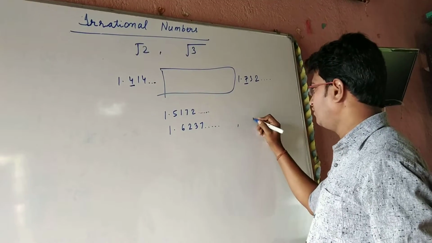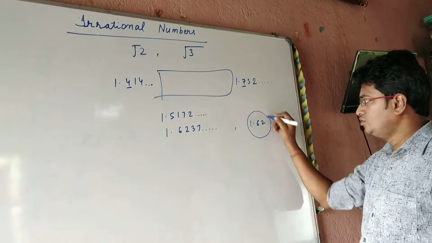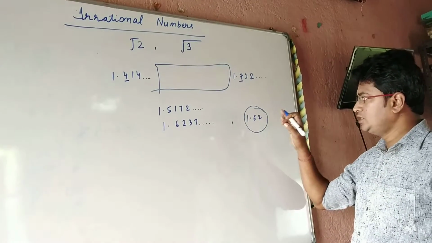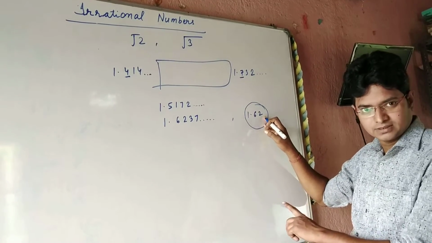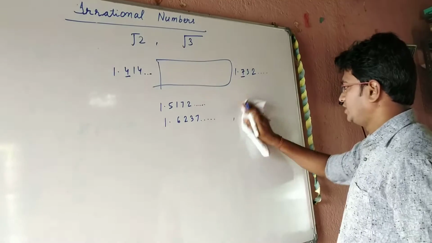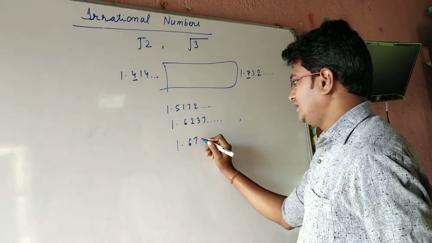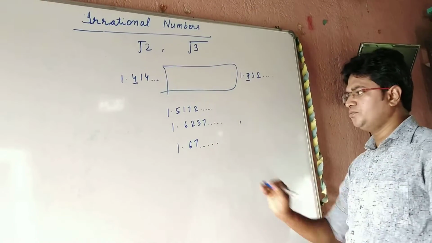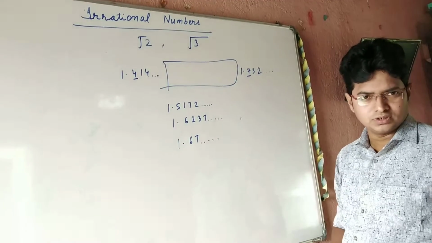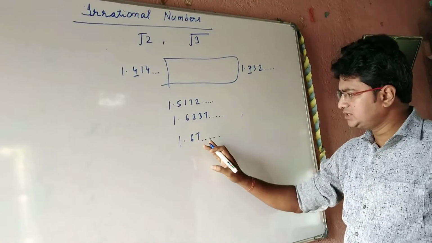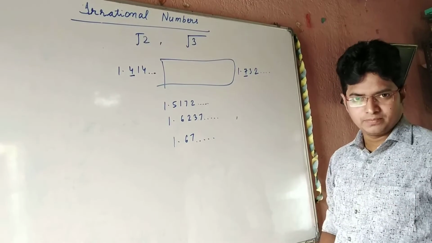Suppose that if you are writing 1.62, if you are not putting dot here, you know that it is terminating. So it will come under rational number. So the dots are very important. Any other number, if you want to put 1.67, like this also you can put the dot. It's not that after 4 digits only you need to put the dots. After 2 digits also, if you are putting the dot, it is understood that it is non-terminating and non-repeating.